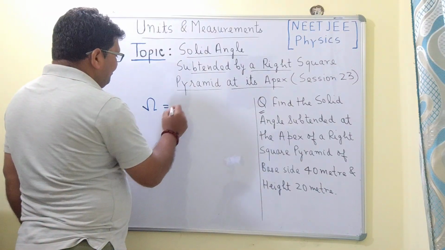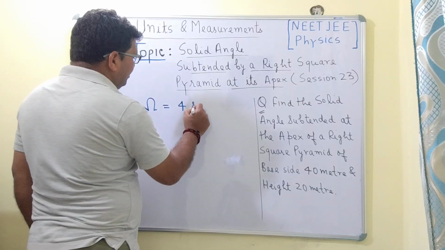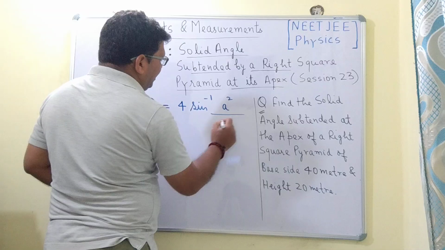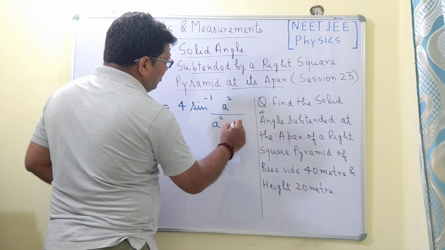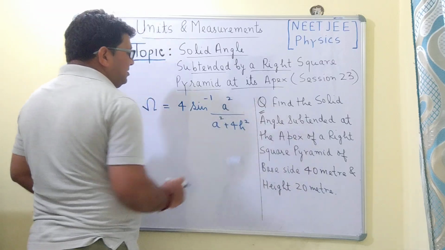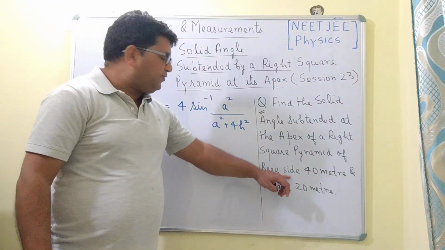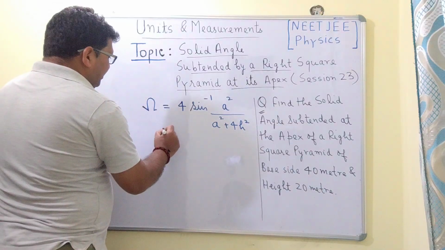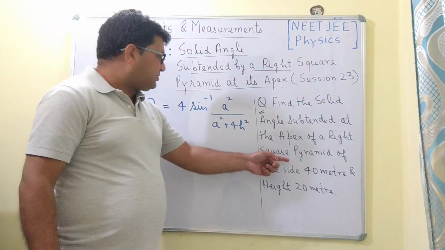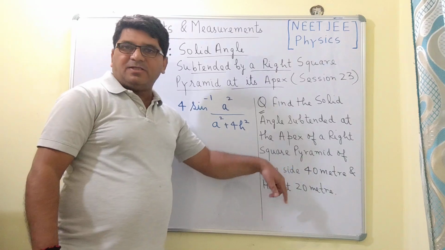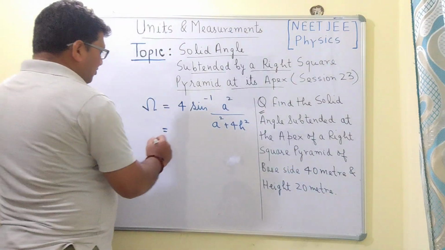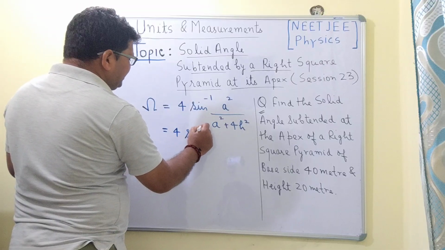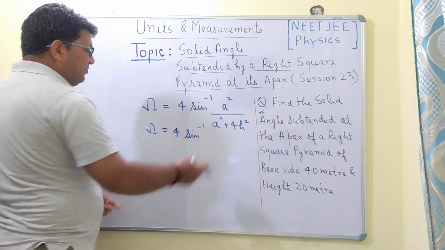The formula for it is 4 sine inverse a square divided by a square plus 4 h square. Now here a is the length of each side of the base and h is the height. So the solid angle subtended at the apex of this right square pyramid by the base of it will be equal to 4 sine inverse. So this is the standard formula which I am using right now. This is available in the books.